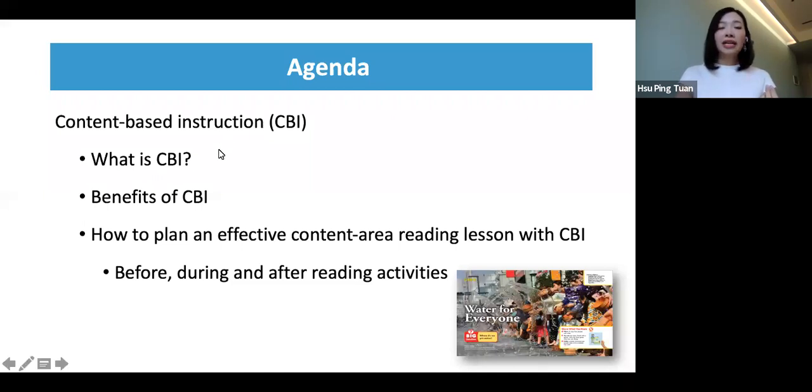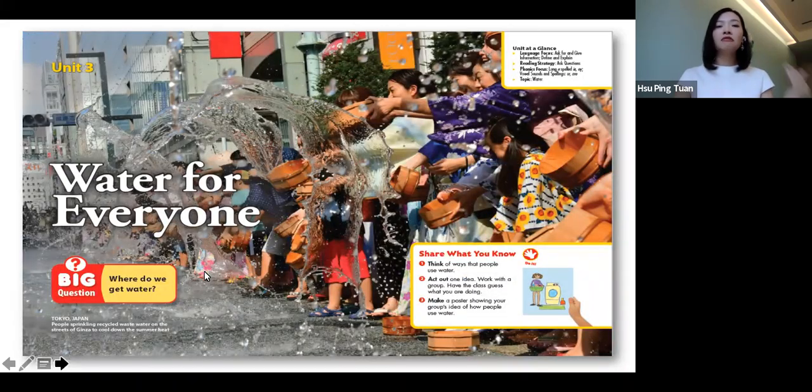I have finished talking about what content-based instruction is and what the benefits of using this approach are. Here comes the highlight of today's presentation. How do we plan an effective content area reading lesson with this approach? At the same time, I'm going to share with you some activities you can implement before, during, and after reading. To help you better understand how to implement these activities, I'm going to use the reading lesson from Reach Higher as an example to help you better understand the ideas.